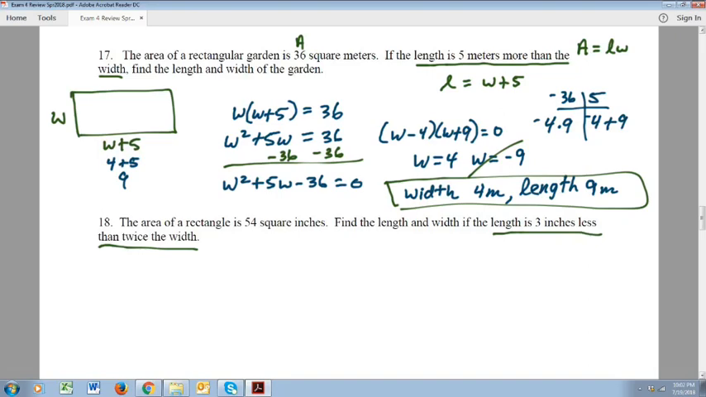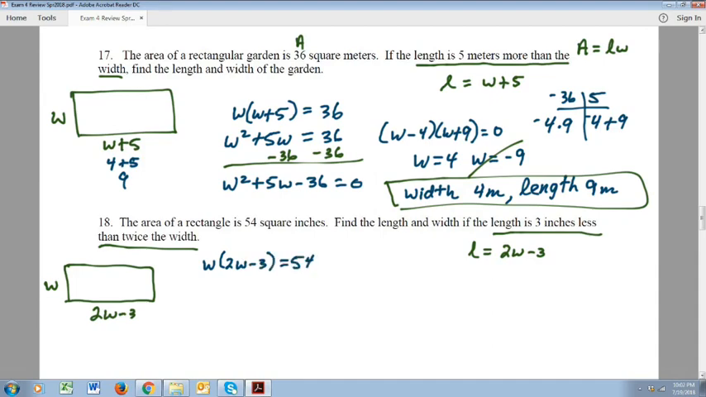Alright, so notice here the length is 3 inches less than twice the width. So we would write that as L equals 2W minus 3. Twice the width is 2W. And if you want 3 less than that, you have to subtract off 3. So when we make a rectangle, our width is W, that's our shorter side, and the length is 2W minus 3. So again, the length times the width should be 54 here. We're going to get 2W squared minus 3W when we distribute on the left. And then we need to subtract 54.